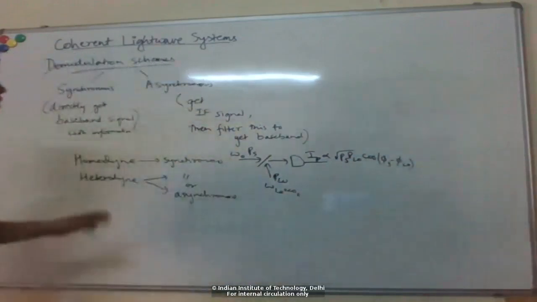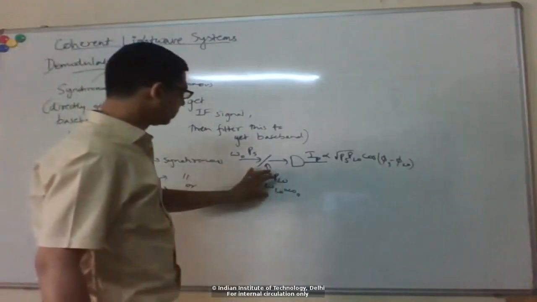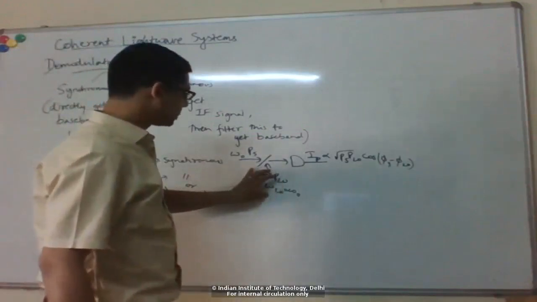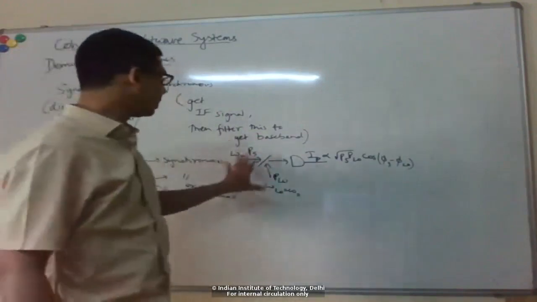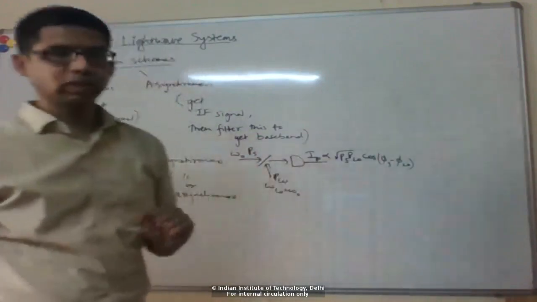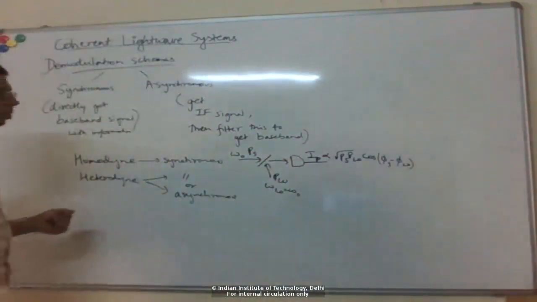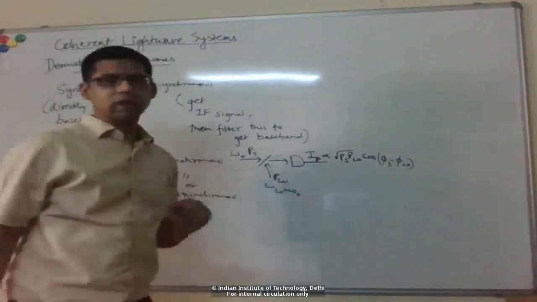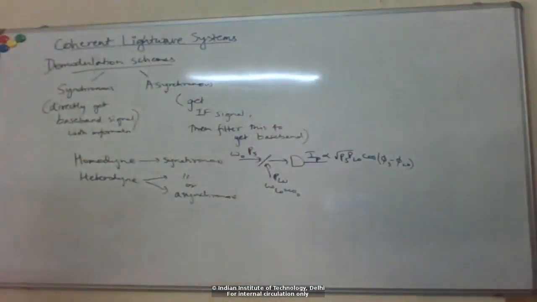So for homodyne, basically all we need is the local oscillator to be phase locked and frequency locked to my transmitter. Once I have that, then I just beat and detect. I don't need to do anything extra. But as you saw, it is a challenge to have the local oscillator exactly frequency and phase locked to my transmitter. So now let's look at these two cases for the heterodyne.